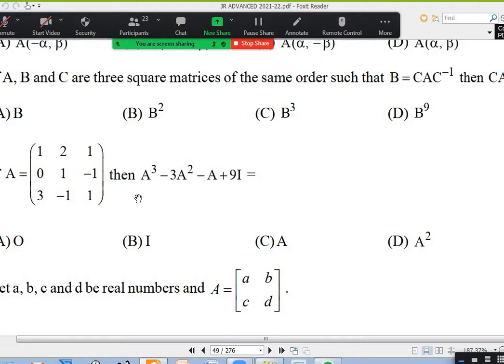Yeah, there is a formula in trigonometry we'll study later on. Sin of minus alpha is minus sin alpha, whereas cos of minus alpha is plus cos alpha. Anyway, in just 2 days we are going to start trigonometry, and we'll study that in the first class. Okay, so B is equal to C A C inverse they gave, and they wanted C A cube C inverse.